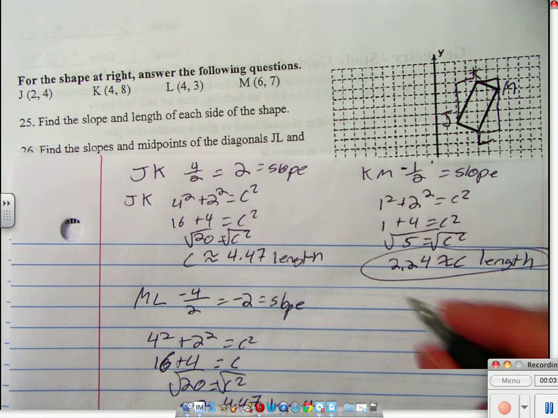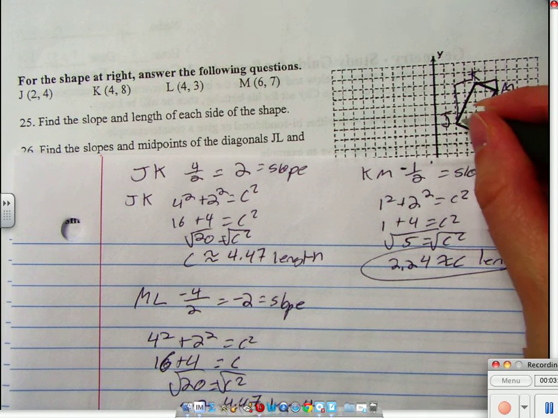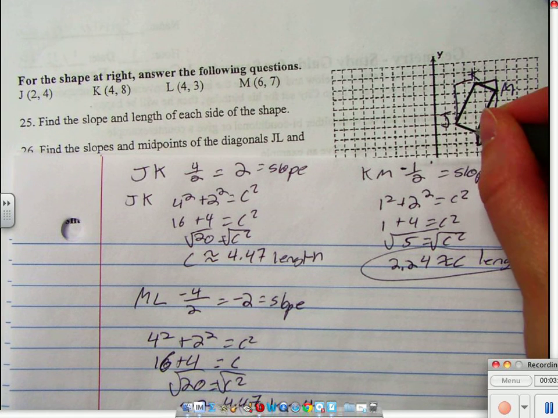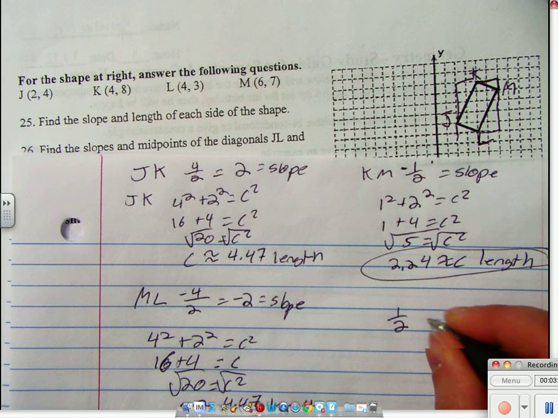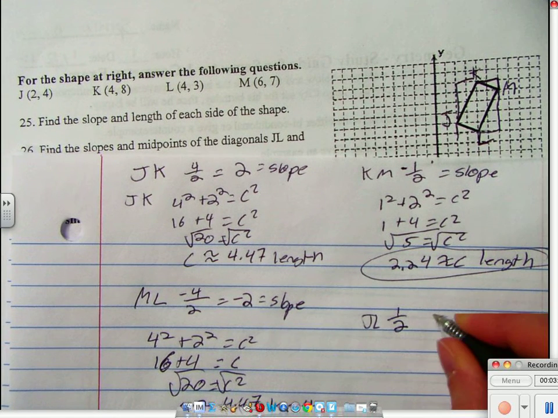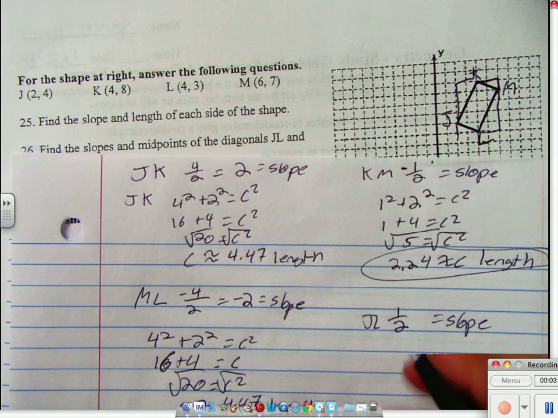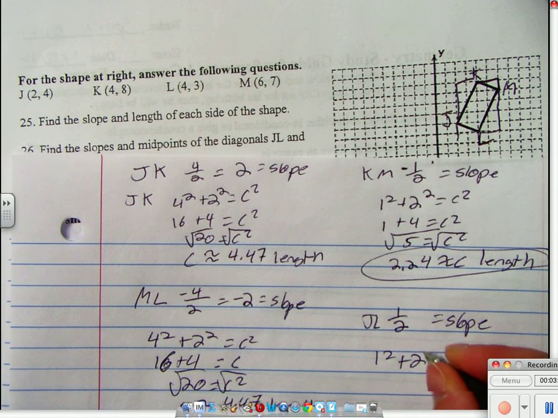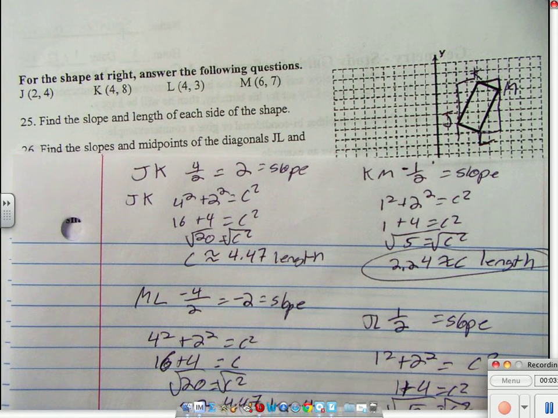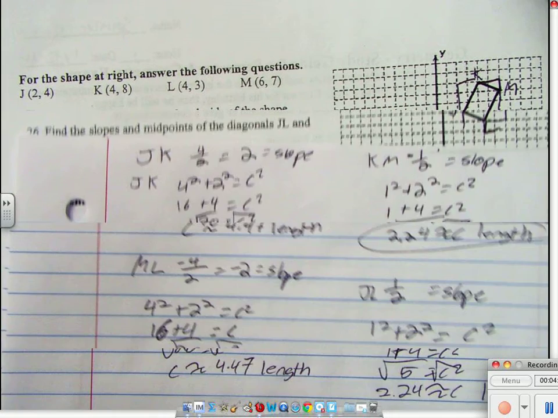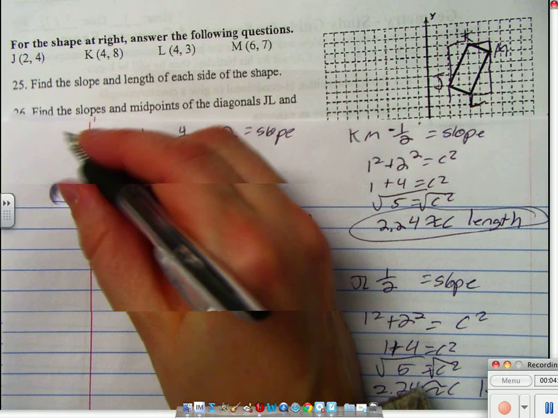Okay? And then I'm going to do finally J to L. I'm going to go up 1 over 2. So my slope from J to L is 1 over 2. So I'm going to go 1 squared plus 2 squared equals C squared. So 1 plus 4 equals C squared. So 5 equals C squared. So the square root of 5 is 2.24 approximately is C. And that's its length. Okay? All of that is number 25.